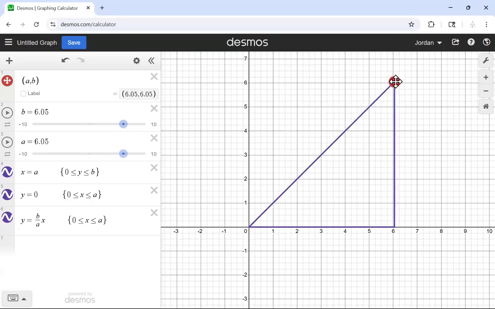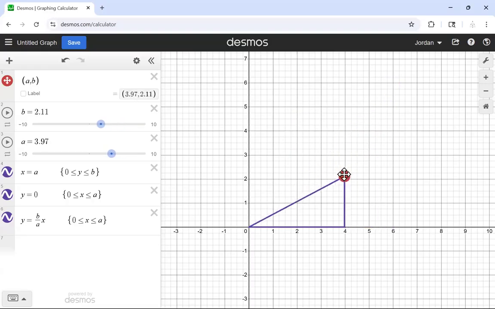Now I've drawn this point obviously in the first quadrant. You could pull that point into the second quadrant or into the fourth or into the third quadrant if you like, and you just get a different right triangle. But anywhere you want to pull that point, SOHCAHTOA will apply.